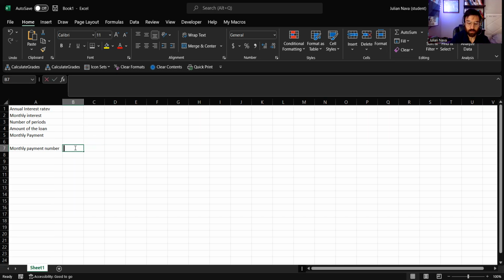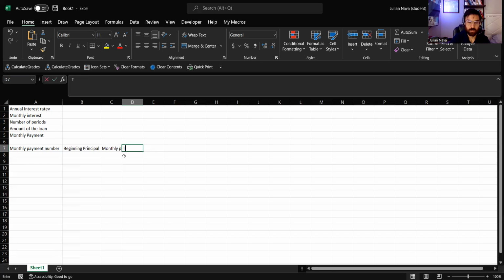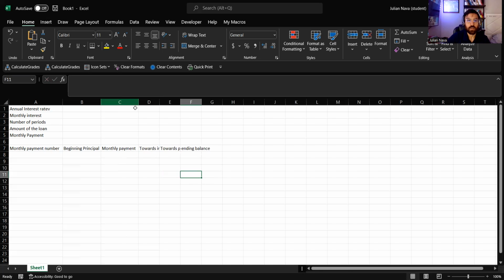Just trying to get everything organized. Monthly. Towards interest. Towards principal. Ending balance. So this is how the table goes.